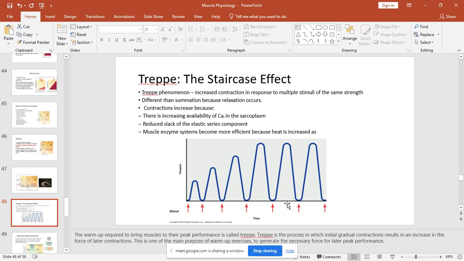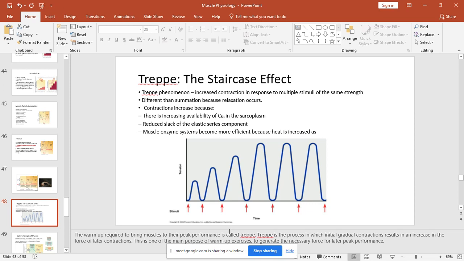So you can understand that if your footballer joined the pitch without warming up, the contraction of his muscles would be at this level, when he could have gotten this level had he warmed up. So this is basically what is known as the Treppe effect.